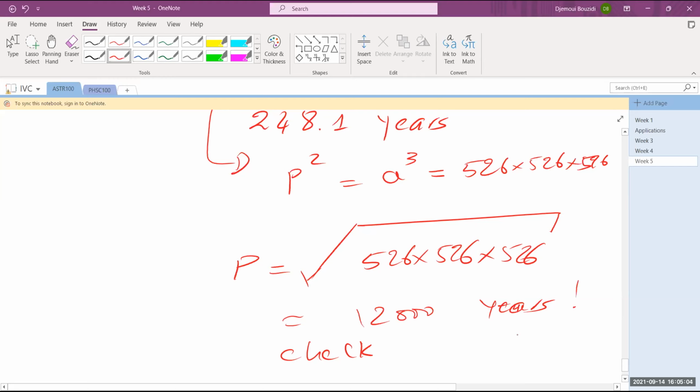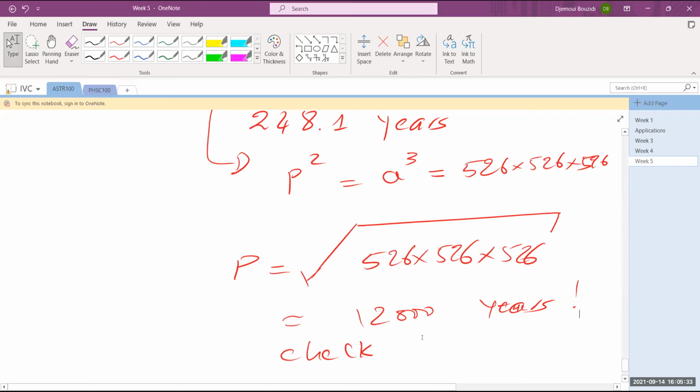Wow, that means the last time Sedna was in its position where it is today was 12,000 years ago. That's way before Moses and before the pharaohs and before everything else. Probably even before the Babylonians and all of these things. So it was a long, long time ago. That's 1 year on Sedna, 12,000 years on Earth.